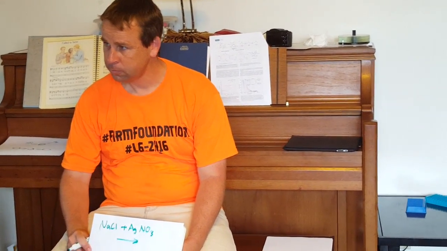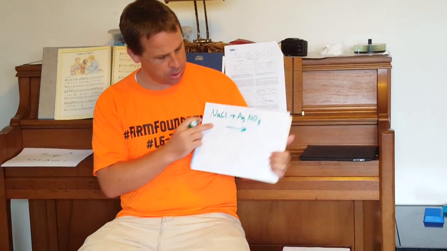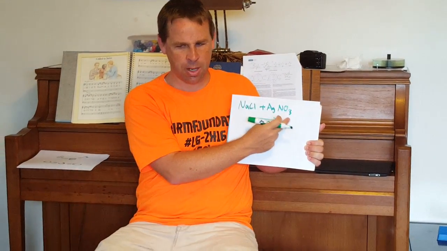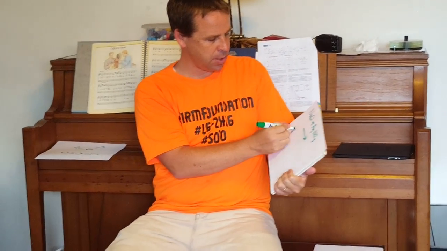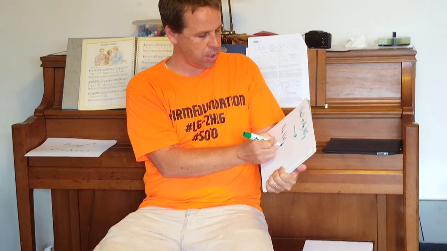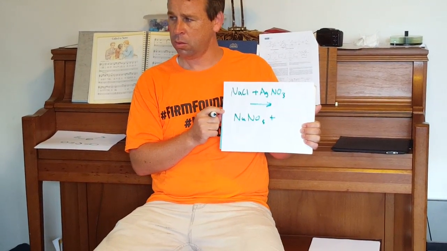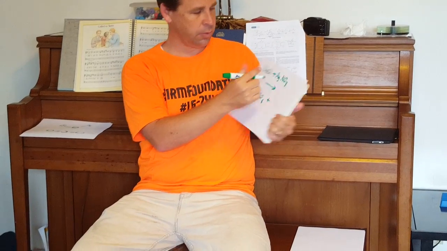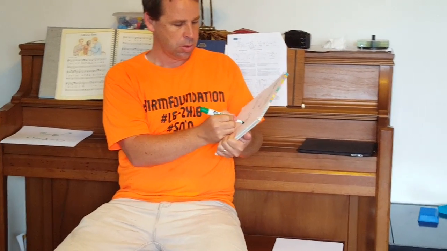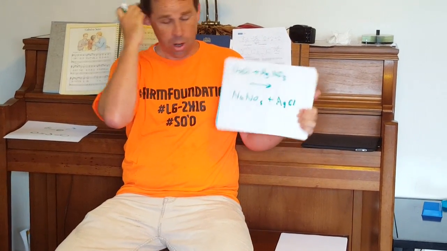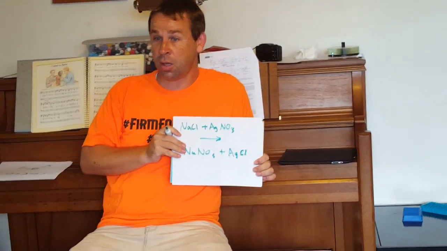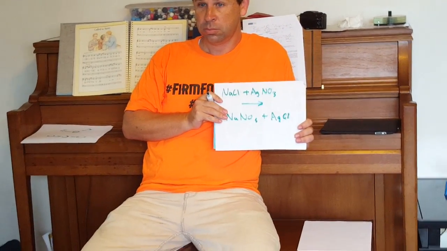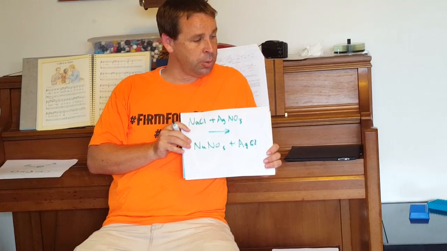Sodium goes with what? Nitrate. The NO3 here, is that right? Nitrate, yeah. All right, they switch places, right? NaNO3 and gold. This is silver, Ag. Silver chloride, AgCl. Are any of these solid, insoluble? Yes, silver chloride.